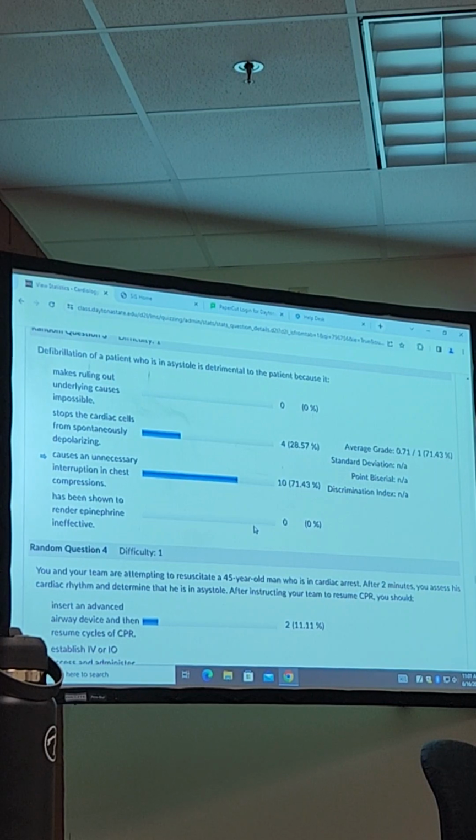Defib of a patient in asystole is detrimental because you have to stop CPR. What do they need? CPR. CPR and other things like epi, treatable causes. Not going to pause for the defibrillator.